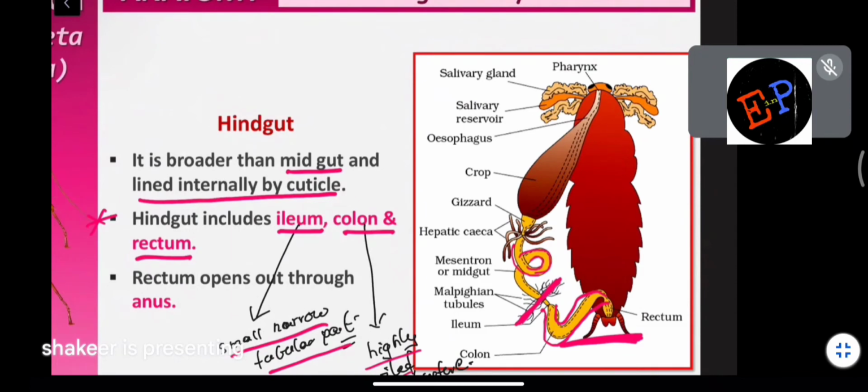And the rectum opens out through what? The rectum opens out through the anus. So even in human beings, we find the same case. We have a rectum, we have an anus. Clear? That's it.